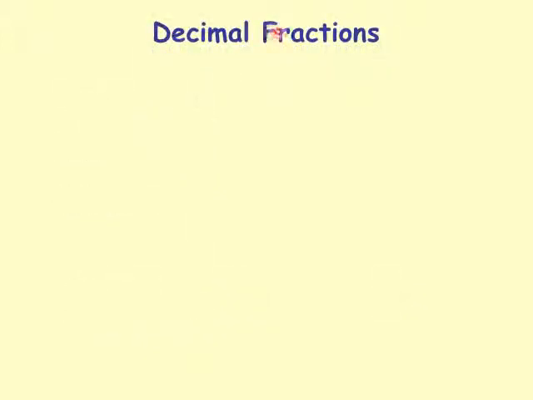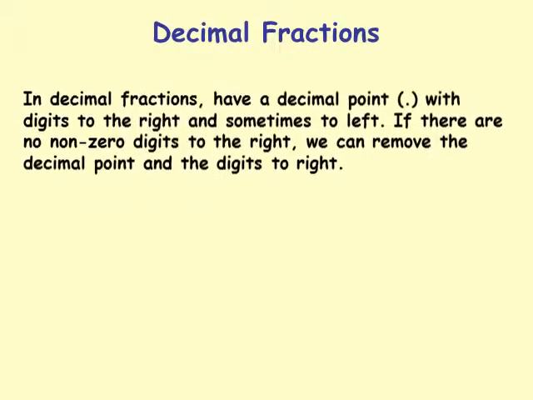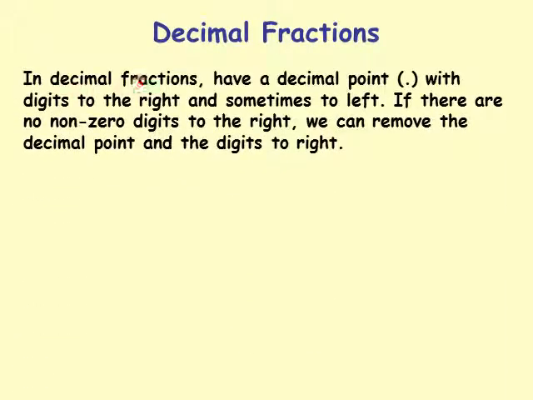Now about decimal fractions, and let's see what those are. In a decimal fraction, we have a decimal point, with digits to the right and sometimes to the left. If there are no non-zero digits to the right, we can remove the decimal point and the digits to the right. We have a whole number left.